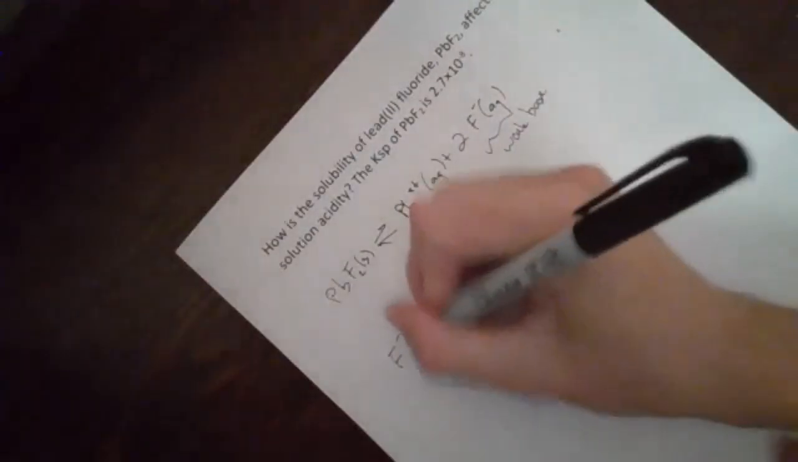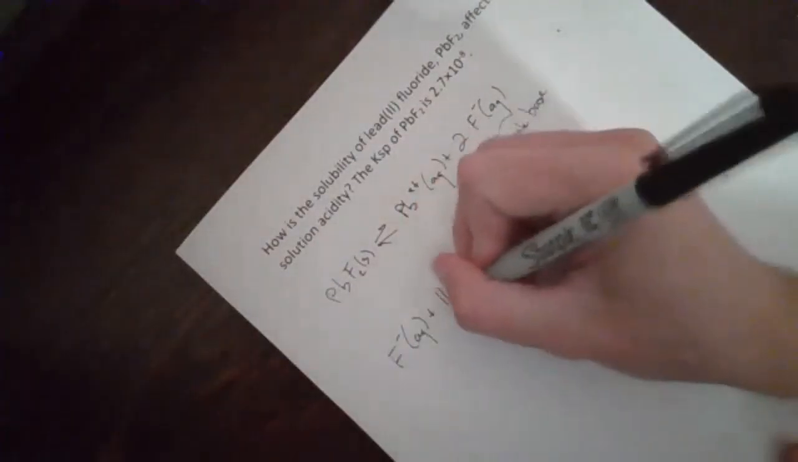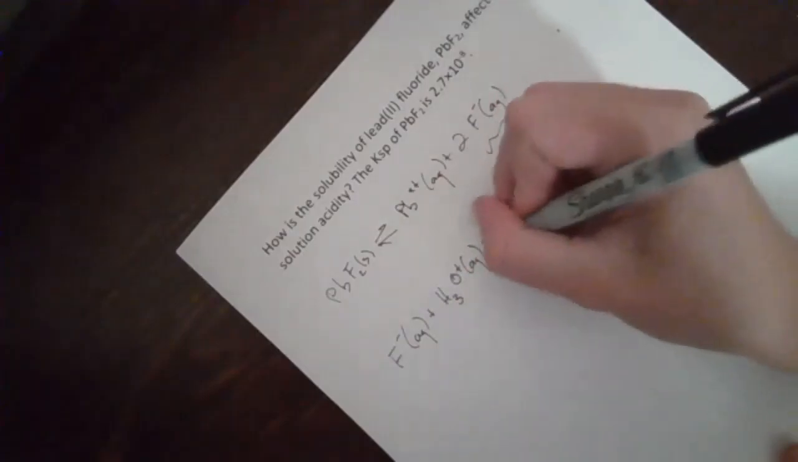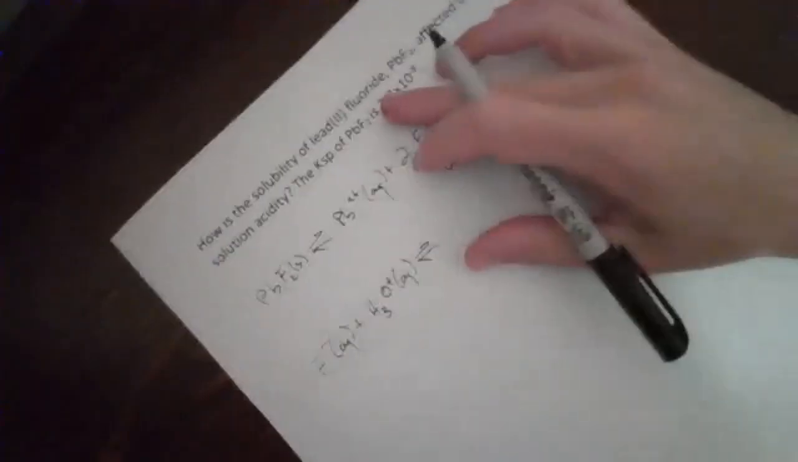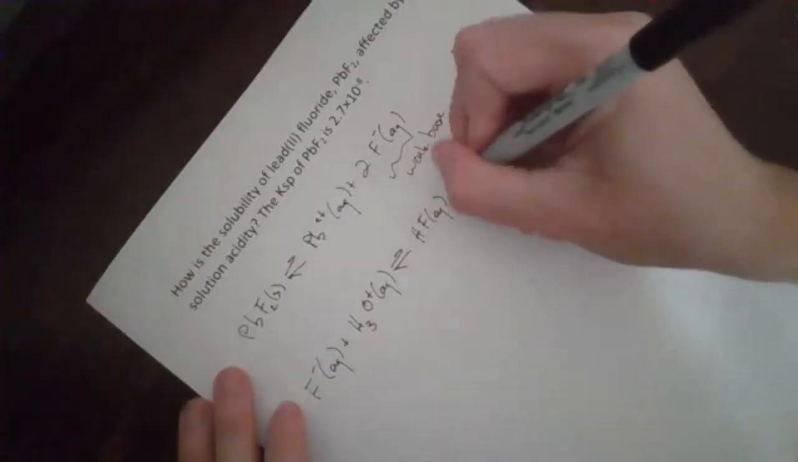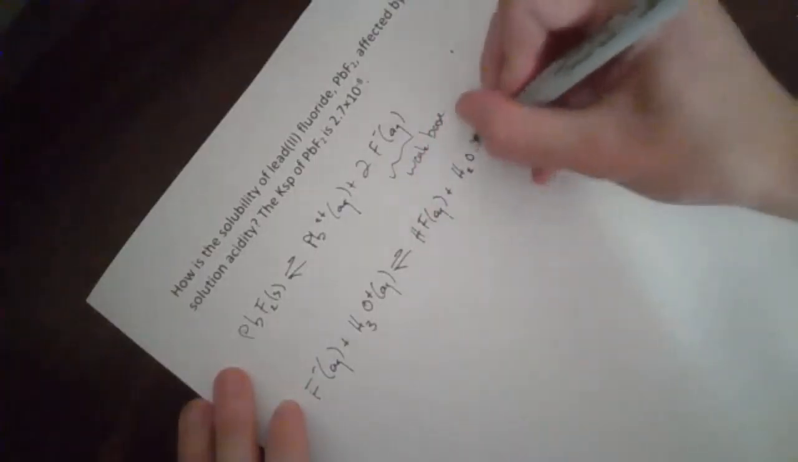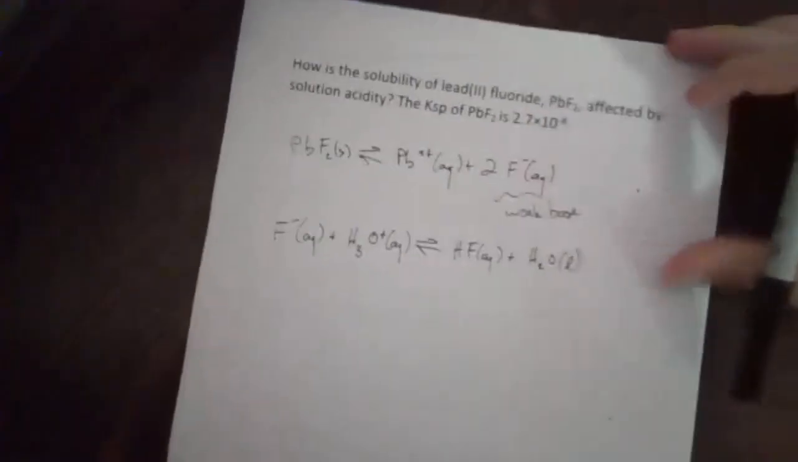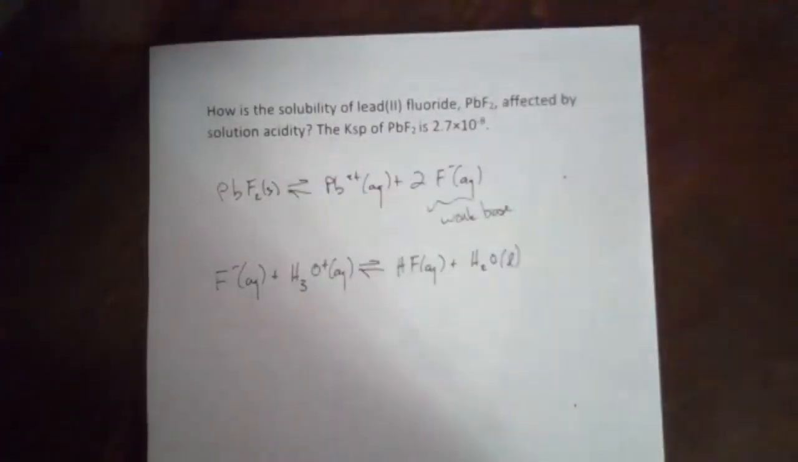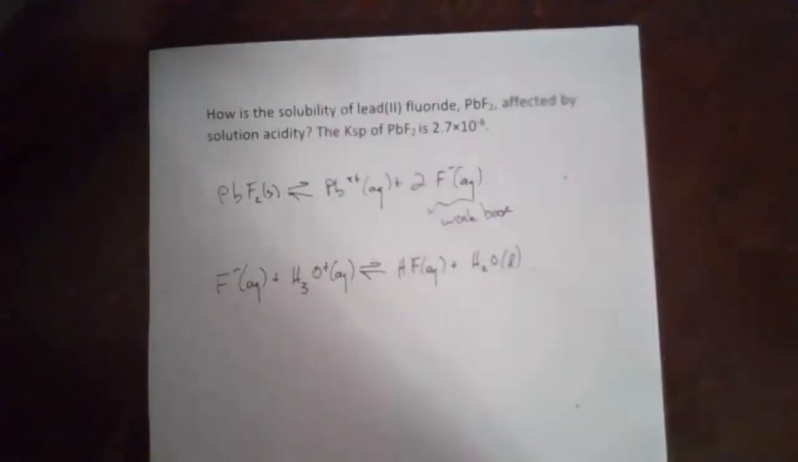So what can happen is the fluoride could react with some hydronium that's dissolved in solution. This would just be a Brønsted-Lowry acid-base reaction. So we can predict it'd be HF plus water. If we dissolve, we'll make lead and fluoride ions, and the fluoride would be able to react with any hydroniums that are present in solution.